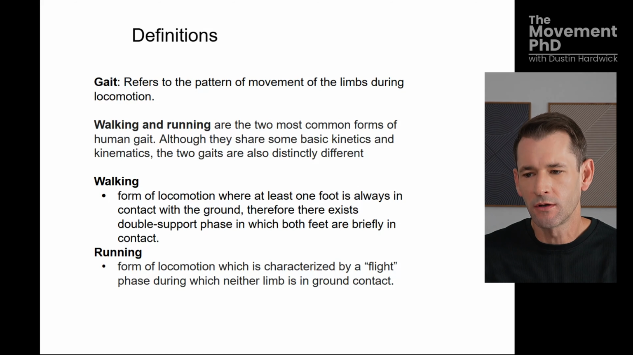Although they are very similar as far as their biomechanics, there are also some differences that make these two very unique. Walking, this is the most common form of locomotion, and in walking, at least one foot is always in contact with the ground. Therefore, during the full gait cycle, there are two distinct double support phases where both feet are in contact with the ground at the same time. Running, on the other hand, is a form of locomotion which is characterized by a flight phase. So during this flight phase, no limb is in contact with the ground. So your feet are all in the air. So there is a flight phase in running.